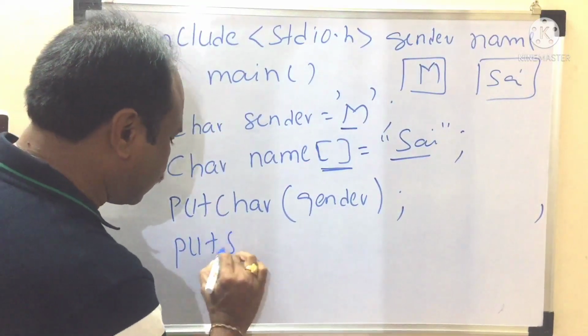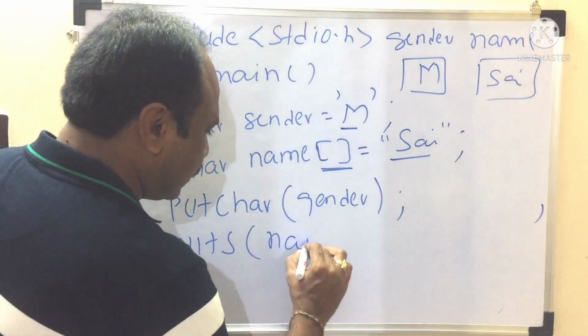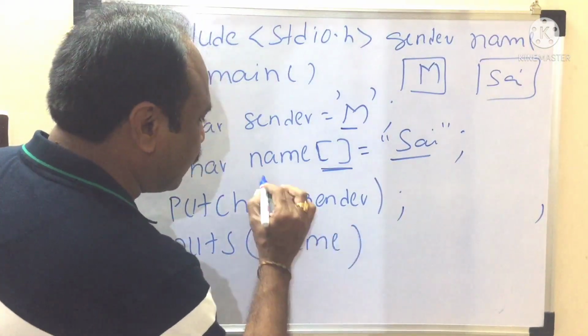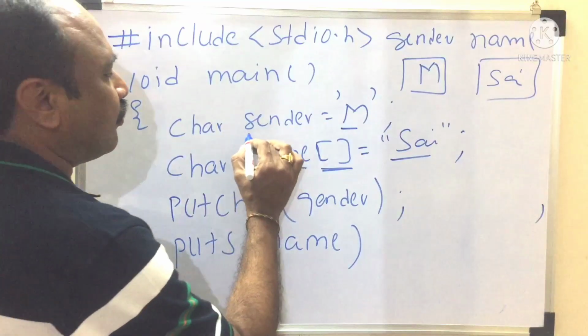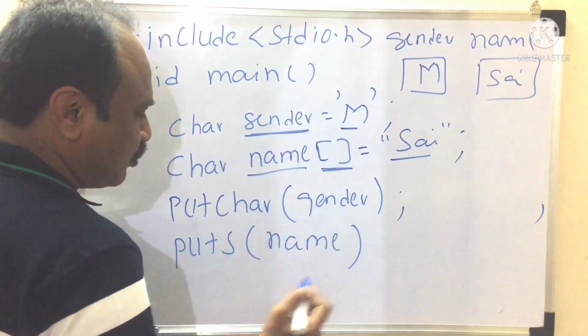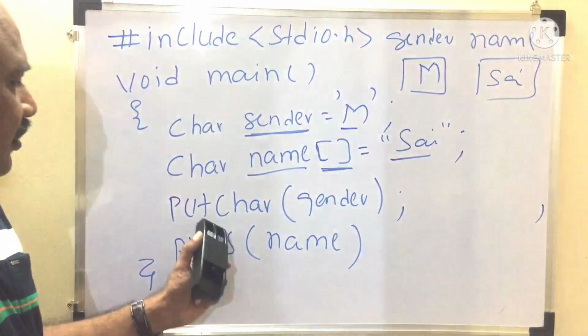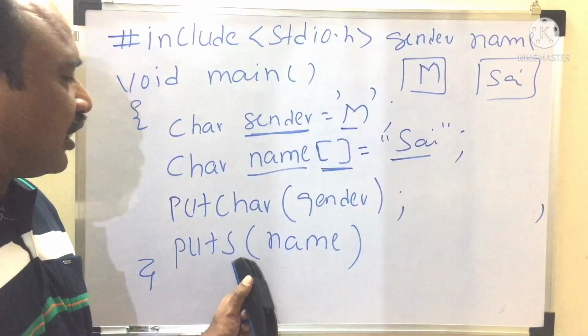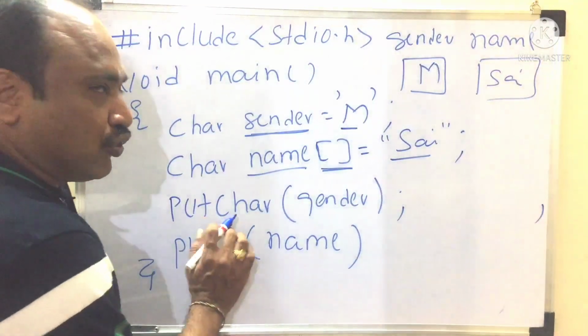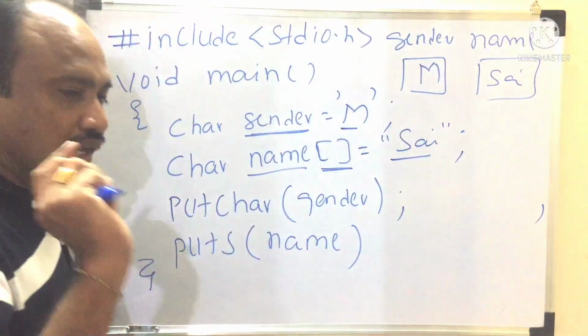Puts. What is the purpose of puts? To display a string. Where is that string? Under the name. This is the variable name. The variable name is name. This character variable is gender. Puts of name. Like this, you can display a character and a string. Putchar is used to display a single character. Puts is used to display a single string.